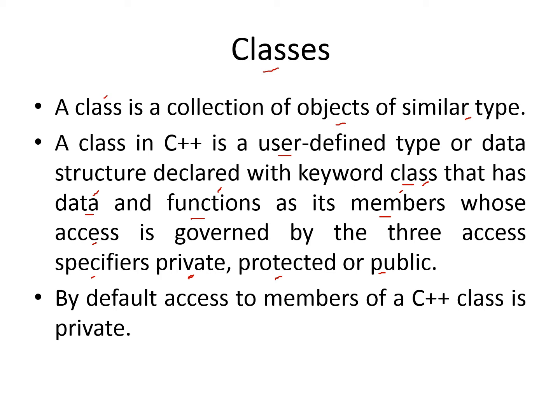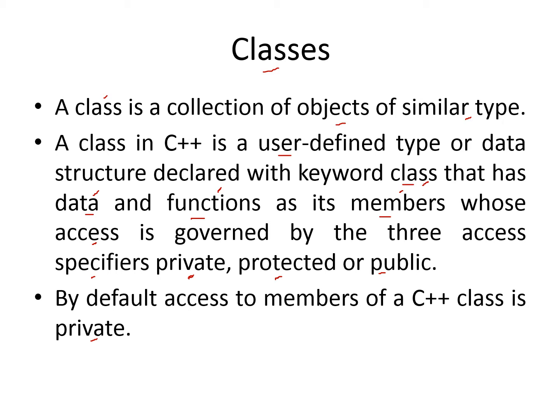If you are making it private, some categories are there. If it is protected, some other. If it is public, some other. That we'll study in detail in the next class. So by default, access to members of a C++ class is private. If you are not giving any access specification, it becomes private.